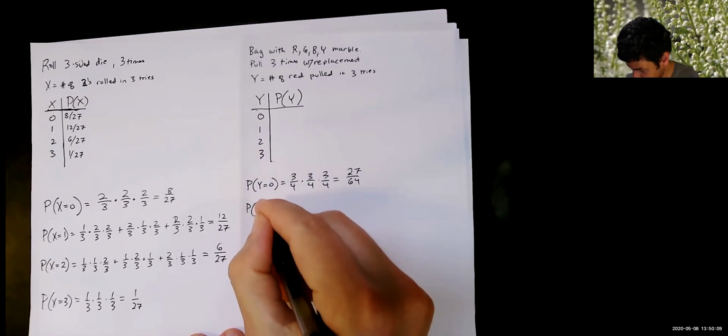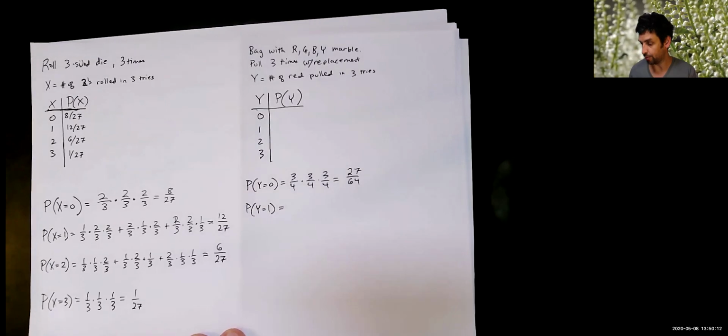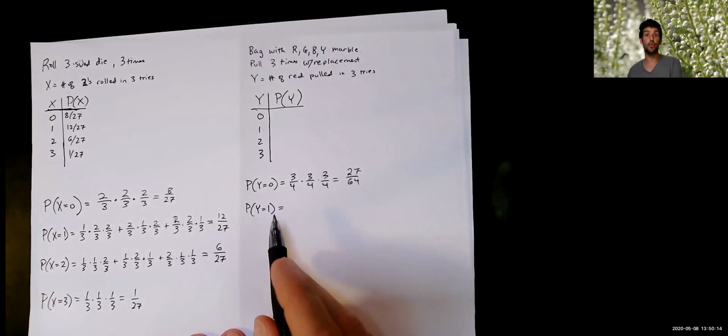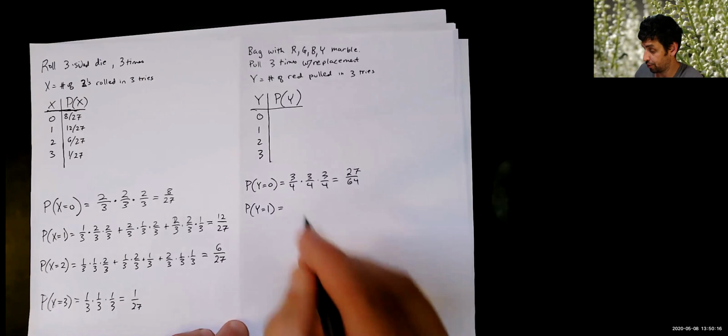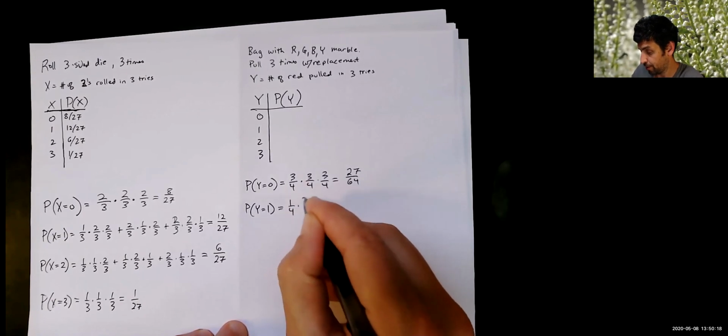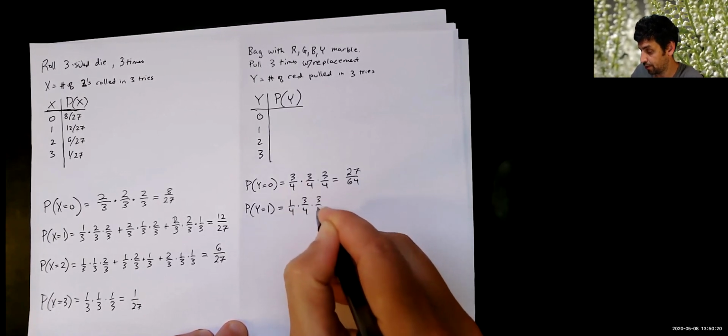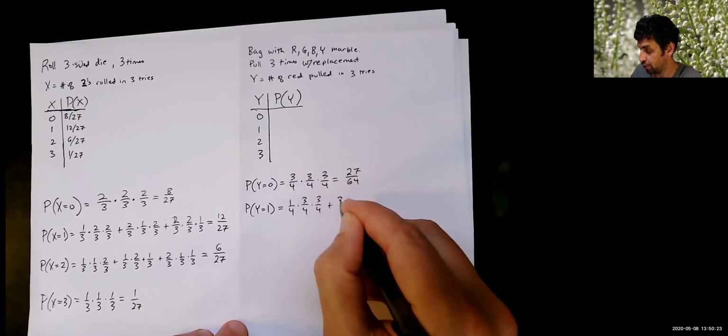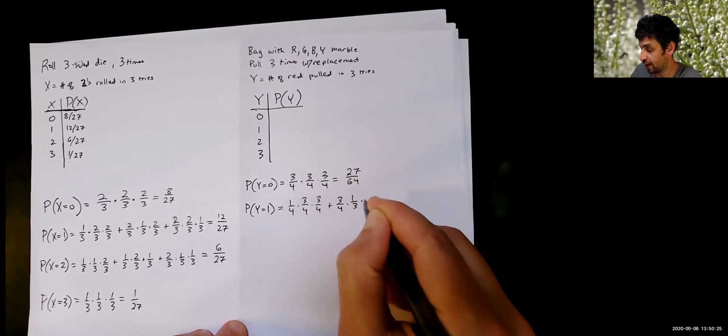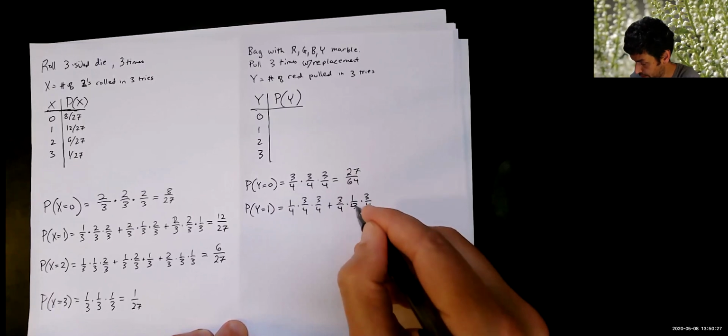Then, probability that y equals 1 means pulling 1 red marble in 3 tries. So maybe I pull it the first time, but not the next 2 times. Or maybe I don't pull it the first time, I do the second time, and then I don't again the third. Oops, that's a 4 right there.